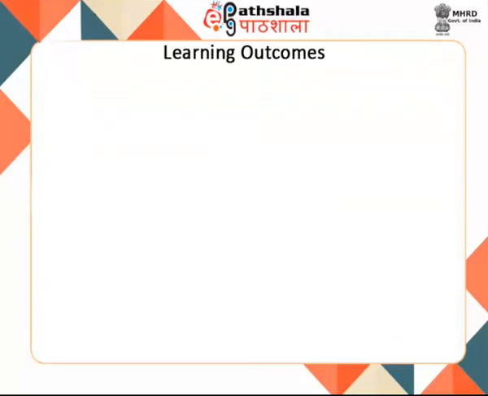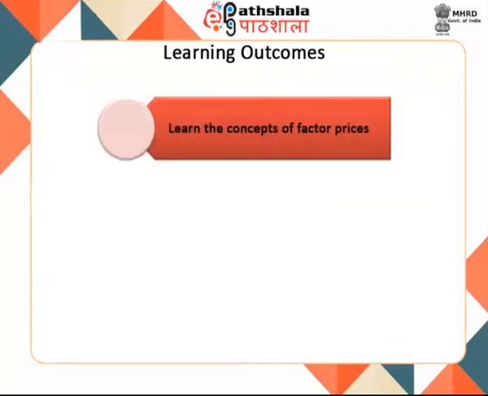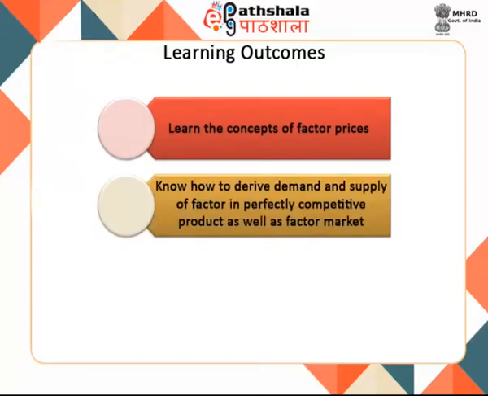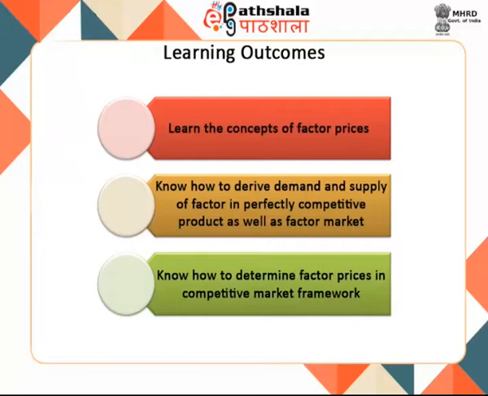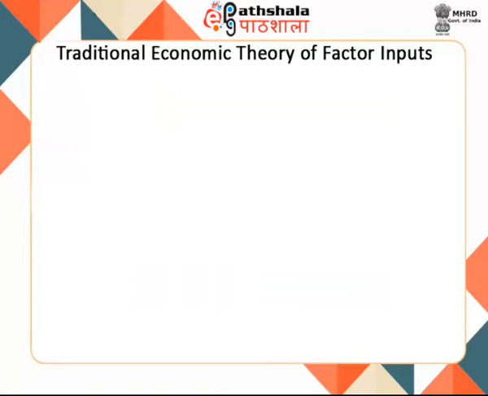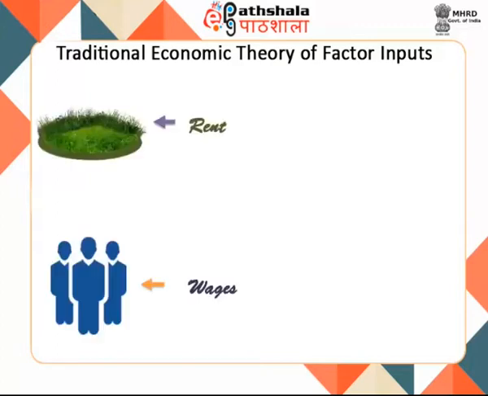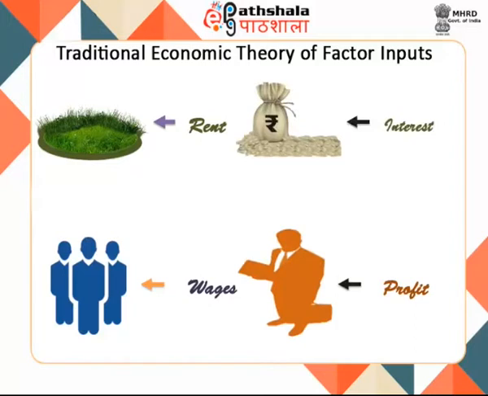After studying this module, you shall be able to learn the concepts of factor prices, know how to derive demand and supply of factor in perfectly competitive product as well as factor market, and know how to determine factor prices in a competitive market framework. According to the traditional economic theory, by factor inputs of production, we mean broadly land, labor, capital, and entrepreneurship. The prices of these factors are called rent, wage, interest, and profit respectively, and the determination of each of these factor prices is discussed under a separate body of theory.